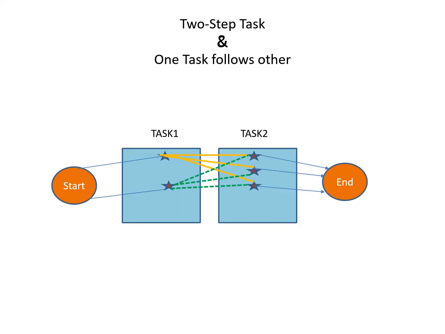Basically, it is a two-step task and one task follows the other. As you can see in the diagram, when we are starting from one box, we have two stars. If one task is finished, then we are moving to the other task. So one task is following the other. Once we are finished with the first one, then we will move to the second one, and then the task is ended.